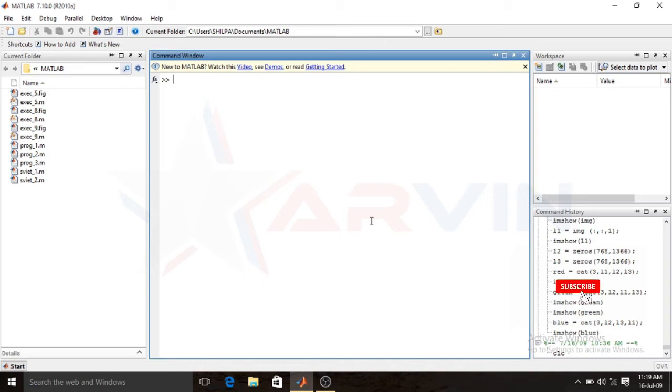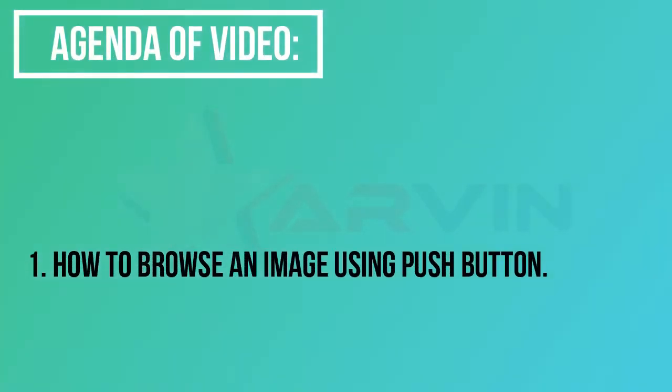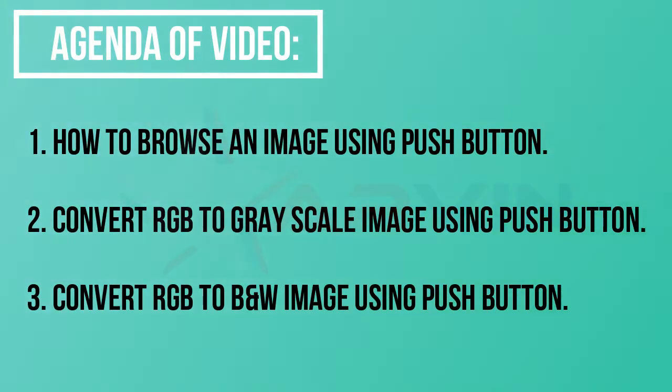Hello guys, today we will discuss how to browse an image and convert it into other formats by using push buttons in the GUIDE toolbox. The agenda of the video is how to browse an image, how to convert an RGB image to a grayscale image, and how to convert RGB to a black and white image.